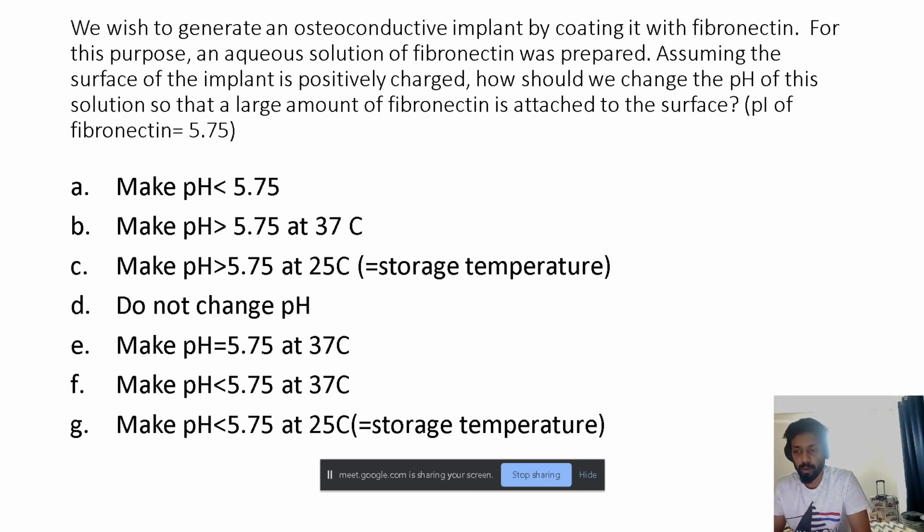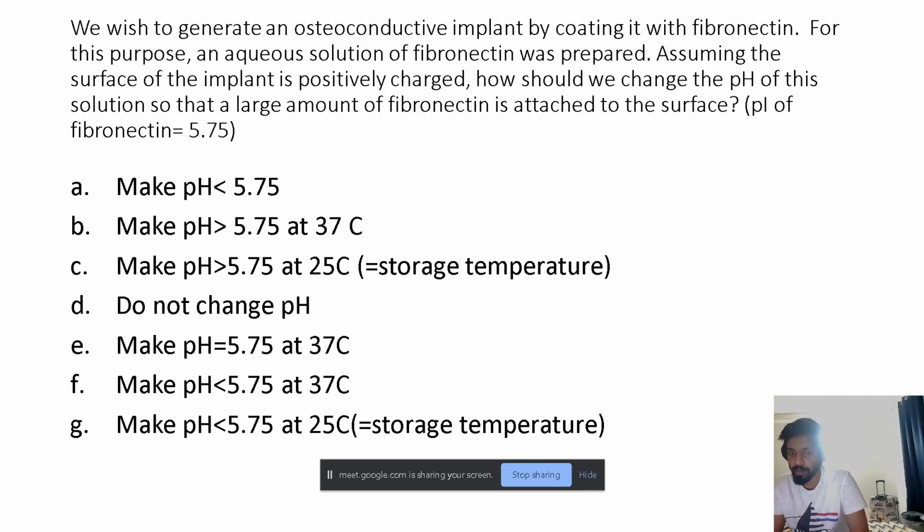So if you want more of this fibronectin to get attached to the surface, which itself is positively charged, right? So if you want more fibronectin to attach to the surface, with fibronectin having a pI of 5.75, what would you do?